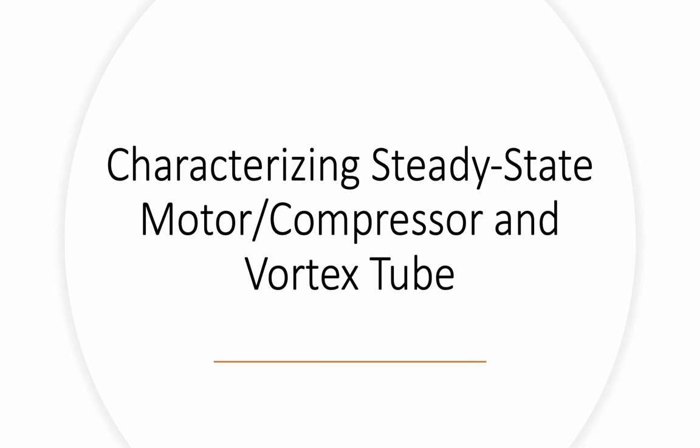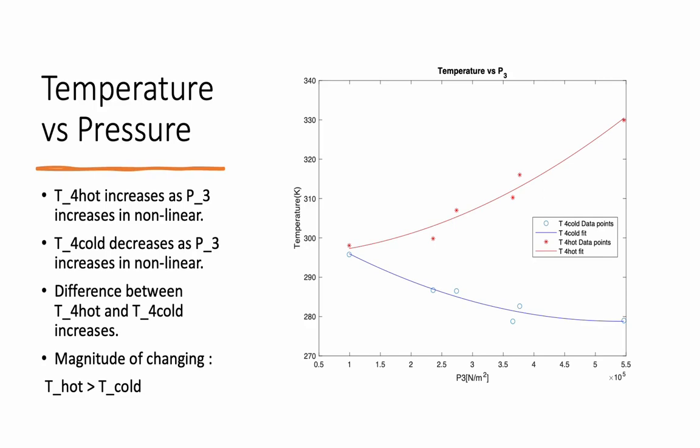Then let me talk about the characteristics of the vortex tube at steady state. The temperatures of hot air and cold air both do not fit linearly. A quadratic fit is more appropriate for describing the pattern of temperature. The temperature of hot air increases as pressure increases, and the temperature of cold air decreases as pressure increases. Also, the difference between the temperature of hot air and cold air becomes bigger, and the magnitude of the rise in temperature of hot air is bigger than that of cold air. From this plot, we can note the fact that the heat exchanger cannot dissipate all of the heat.